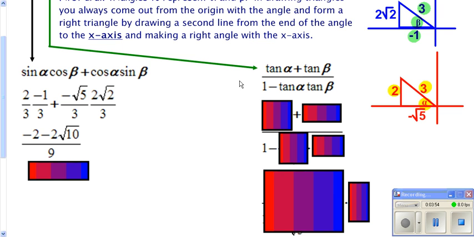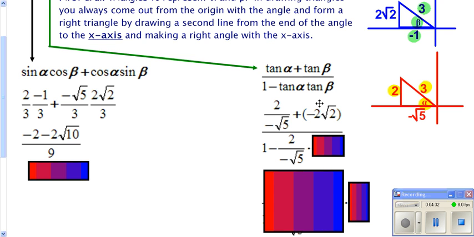We also need to do that for the tangent of alpha plus beta. So here's the formula for the tangent of alpha plus beta. We need the tangent of alpha. Go to alpha, tangent's opposite over adjacent. Then we need the tangent of beta. Go to beta, tangent's opposite over adjacent. And then we go 1 minus tangent of alpha, that's what we had right here, times tangent of beta, which is what we had right there.